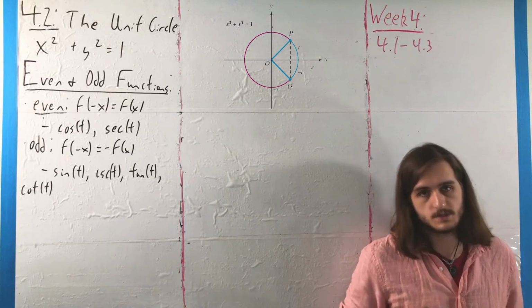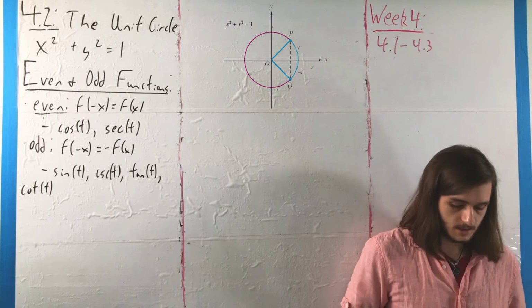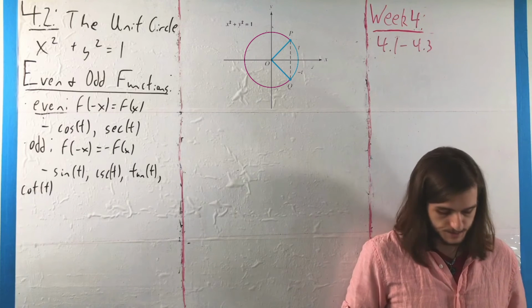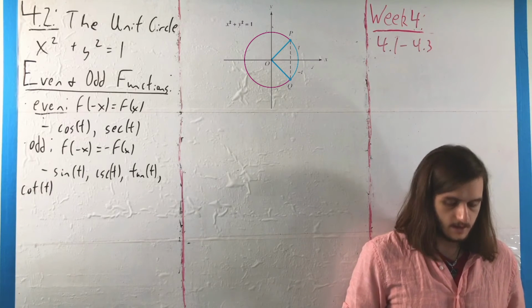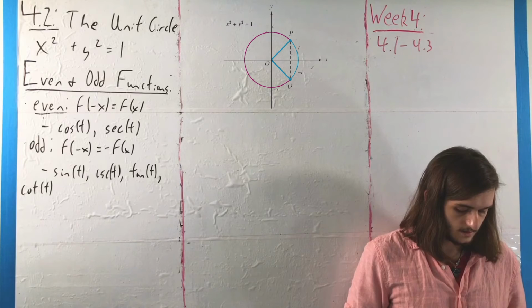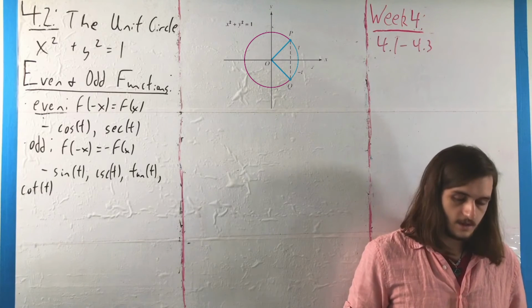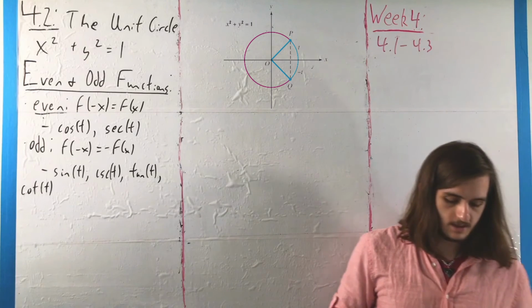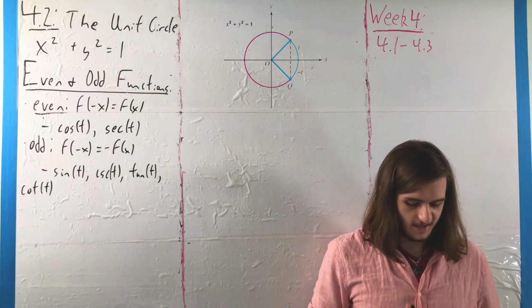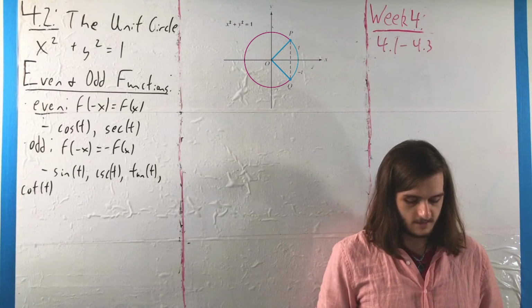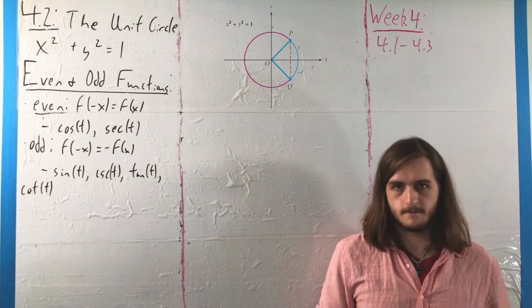So we would have that cosine of negative t equals cosine t, secant of negative t equals secant t, sine of negative t equals negative sine of t, cosecant of negative t equals negative cosecant of t, tangent of negative t equals negative tangent of t, and cotangent of negative t equals negative cotangent t.